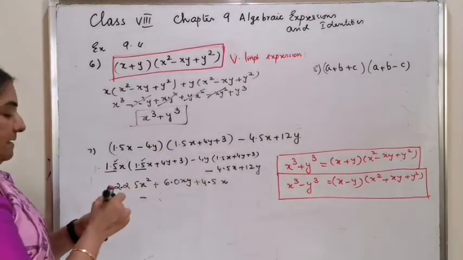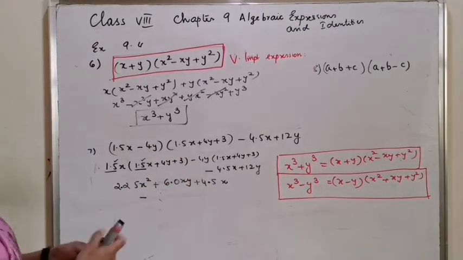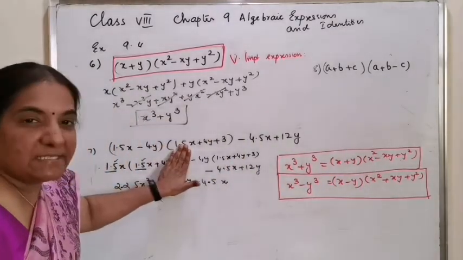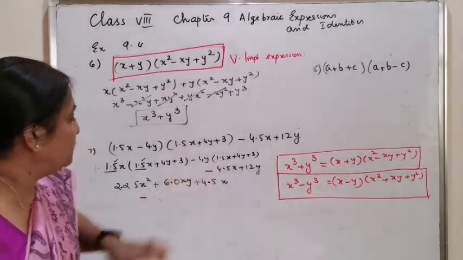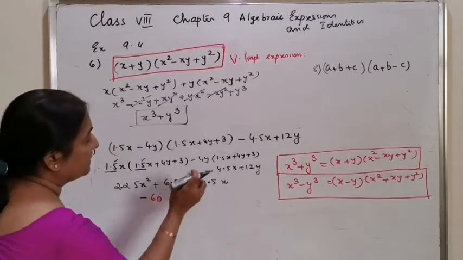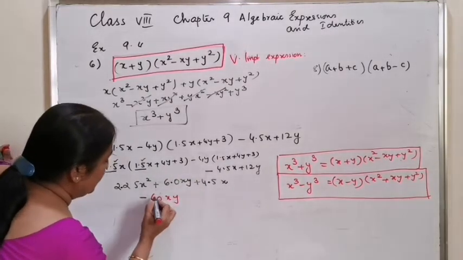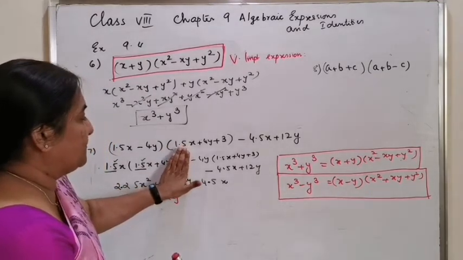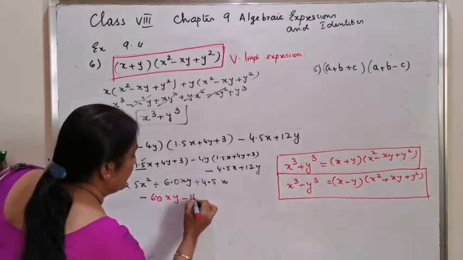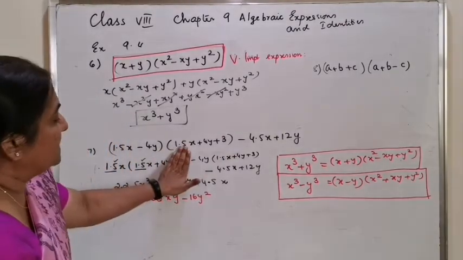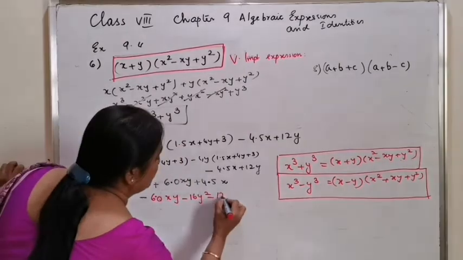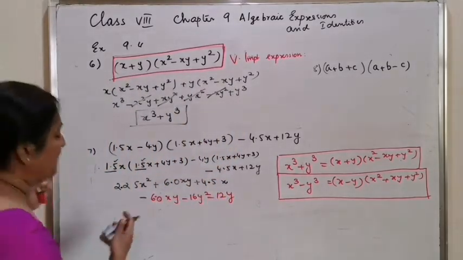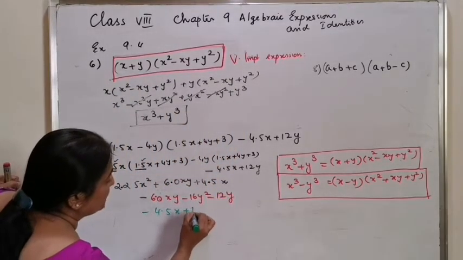Minus, let me change the color for you to understand. Minus, if you keep the hands like this, you will not make a mistake. 15 into 4, 60. y into x means xy, 1 decimal place. Then, minus 4 into plus 4 is minus 16 y square. Minus 4y into 3 is minus 12y. So that term is over. And the third one, minus 4.5x plus 12y.